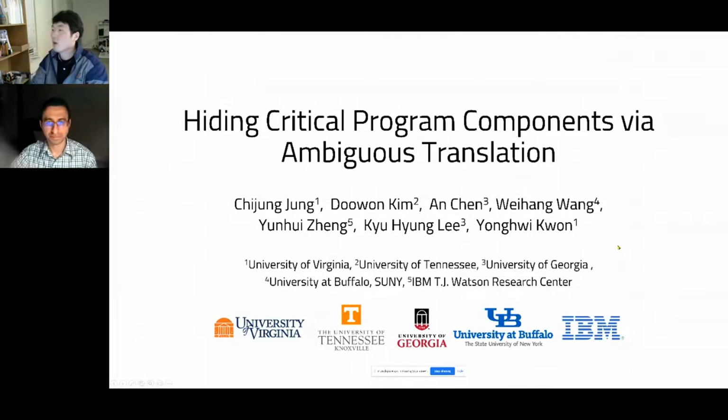Okay, let me start. Hello, I'm Qiujun Zhang. I'm going to talk about our paper, Hiding Critical Program Components via Ambiguous Translation.